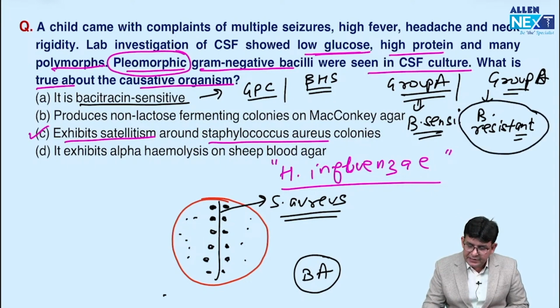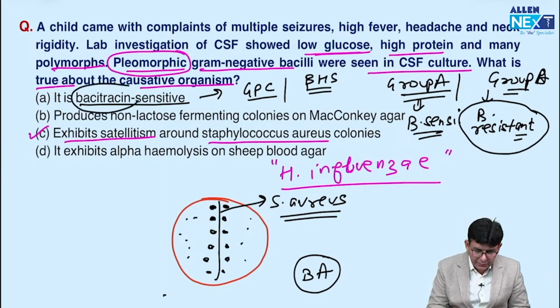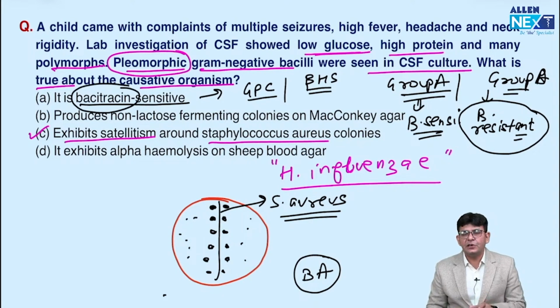regarding the bacitracin resistant one, and this was one of the hints, and the question was regarding meningitis only. So obviously if they are talking about bacitracin and all, immediately you should think of what? That is a beta hemolytic strepto.